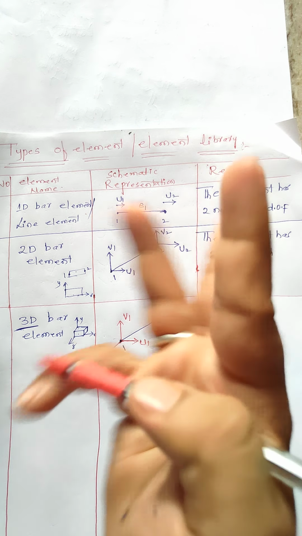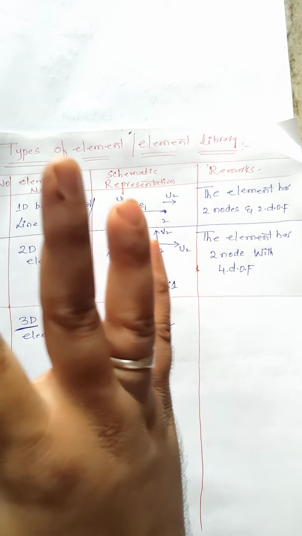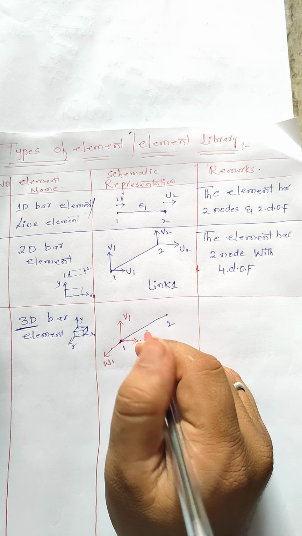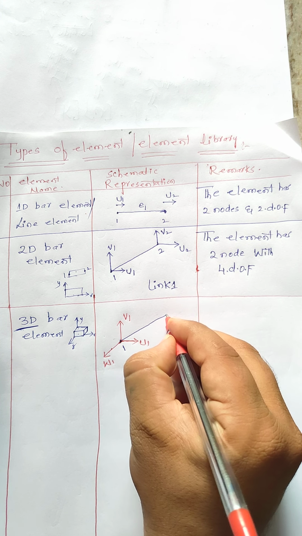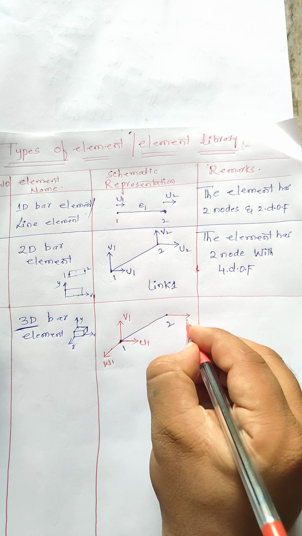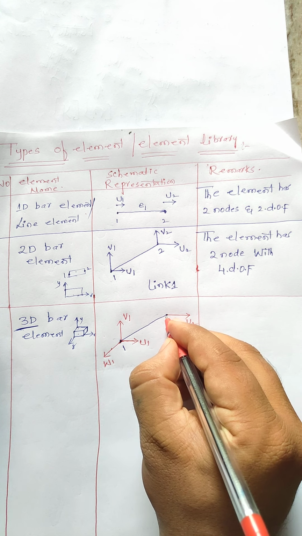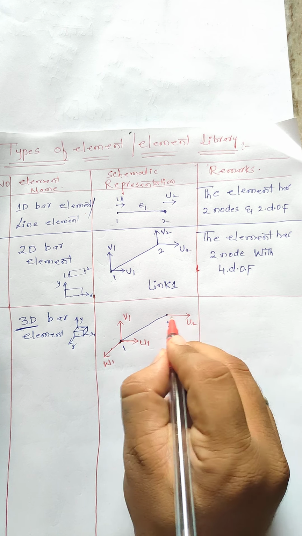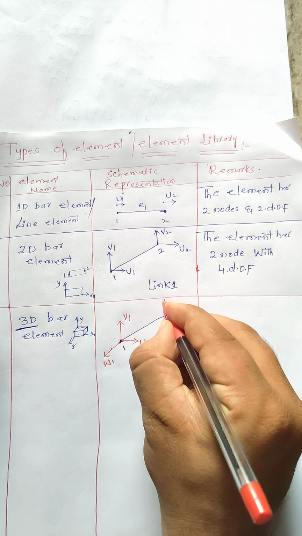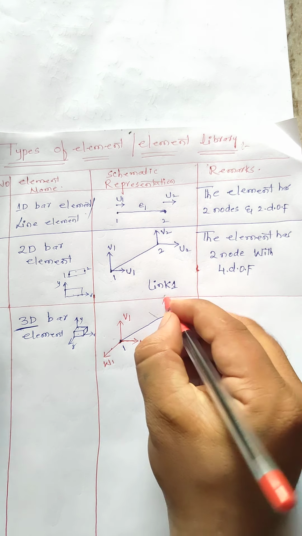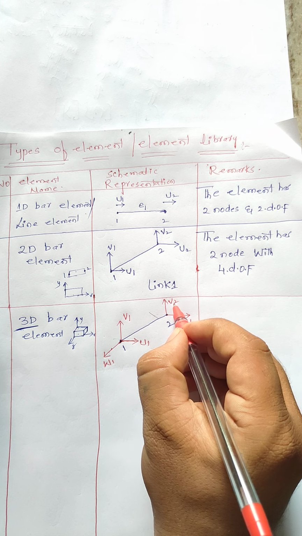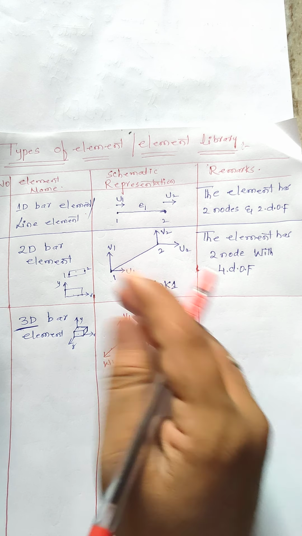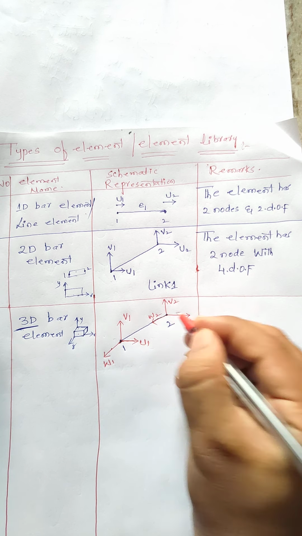At node 2 again 3 degrees of freedom are acting. In total, 6 degrees of freedom are acting on this 3D bar element. Here the displacement u2 is acting at node 2, in the x direction. Displacement in the y direction is represented as v2, because we are discussing node 2, and displacement in the z direction is represented by w2.